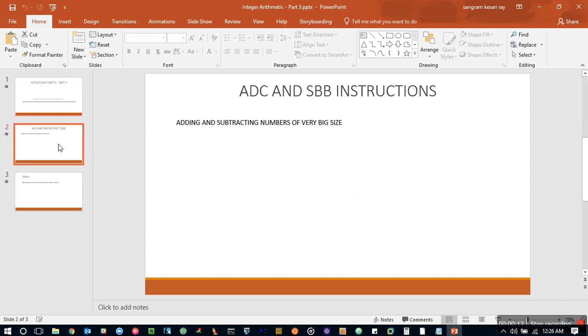There is nothing much actually here. Adding and subtracting numbers of very large size, very big numbers. So when we add them, what happens? Our overflow would be happening, our carry flag would be set. So if the carry flag is set, then one of our most significant bits is lost. So this video is all about catching that most significant bit from the carry flag and bringing it back. So let's see a demo.